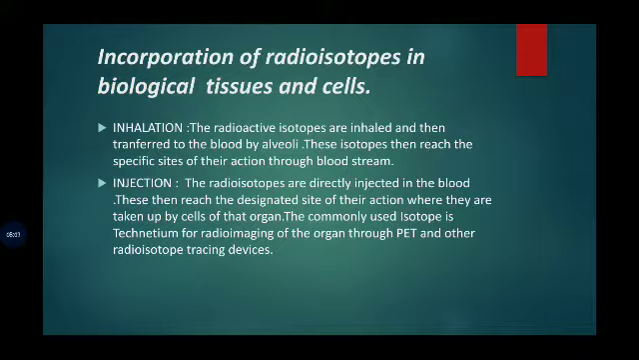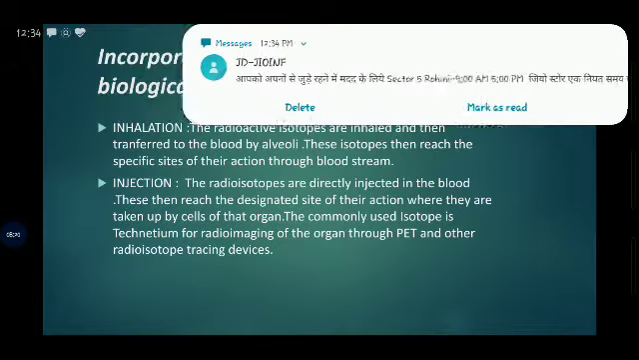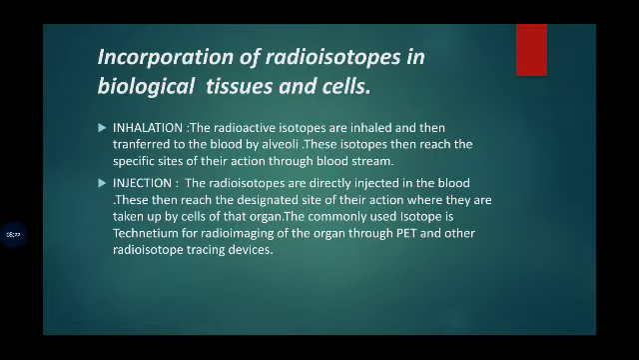and they reach the specific site of their action through the bloodstream. Another one is injection. The radioisotopes are directly injected into the blood, and they reach the designated site by the circulation of the blood, and are taken up by the cells and organs of the body.